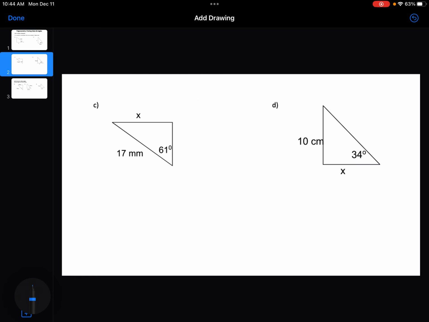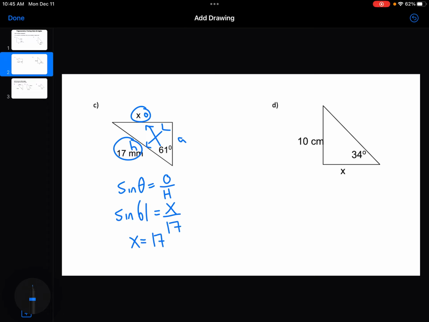Okay, looking at this next one, this is nice because it gives us all three different types. Again, our hypotenuse is here, our opposite is here, and adjacent is there. So we've done cosine and tan. Let's do sine now. So this is going to be sine theta equals opposite over hypotenuse. Then we're going to have sine 61 equals x over 17. We get x equals 17 times sine 61. And then we're going to get x is equal to 14.9 millimeters.